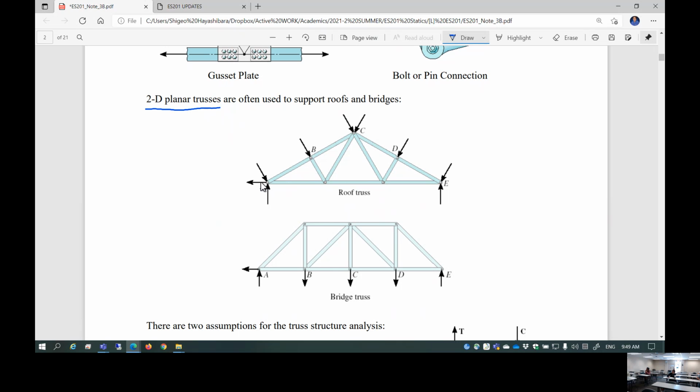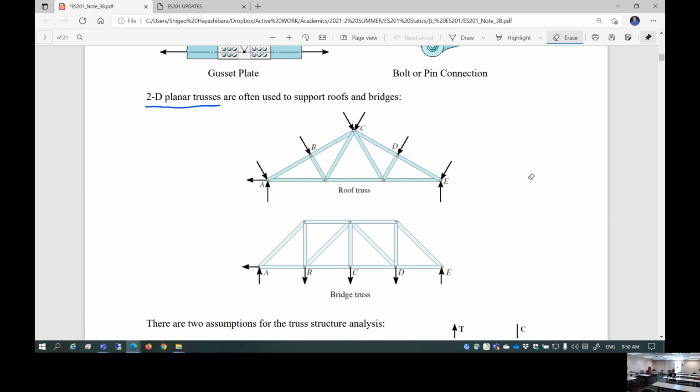Forces can only be applied at the joints. That's the truss. If you start applying a force in a member, something like this, this is no longer called a truss. This is called a frame or machine. We're going to take care of that later. Okay. So for the moment, as a simple truss, you're going to constrain yourself. External forces and moments, of course, you can apply moments too, are applied only at the joints.